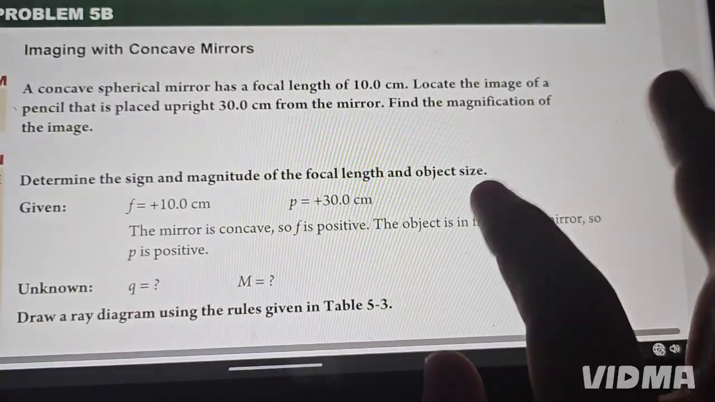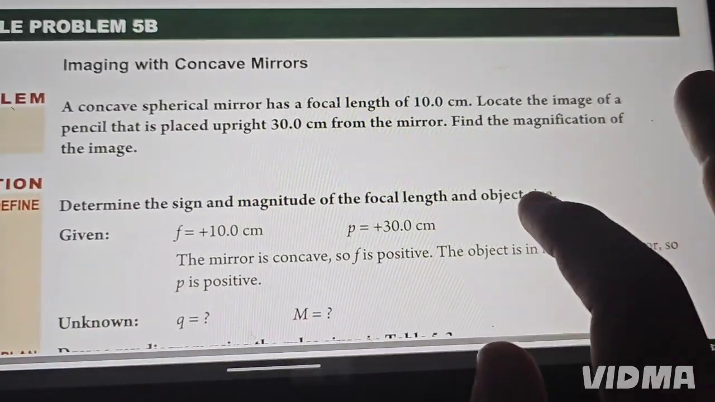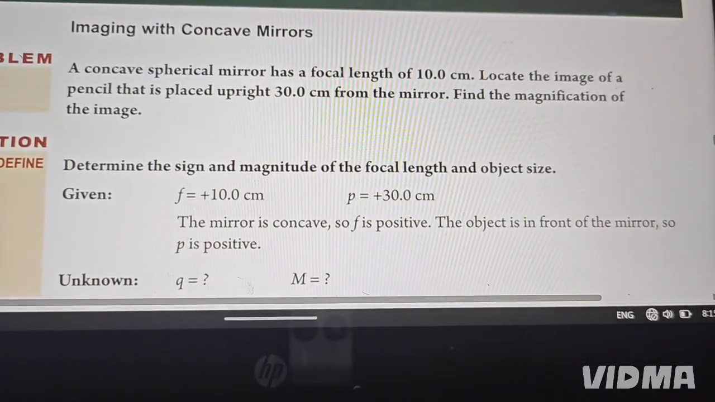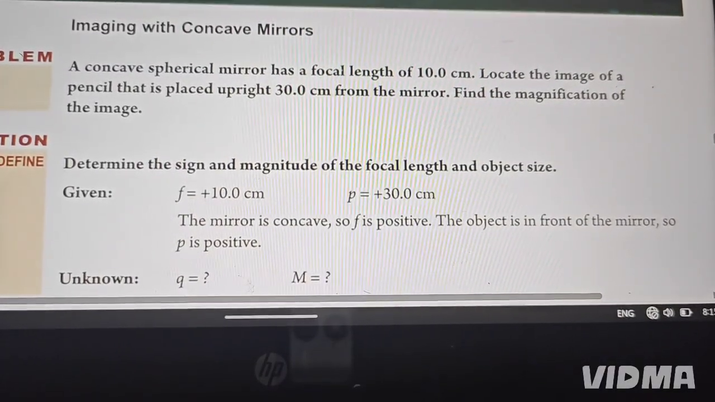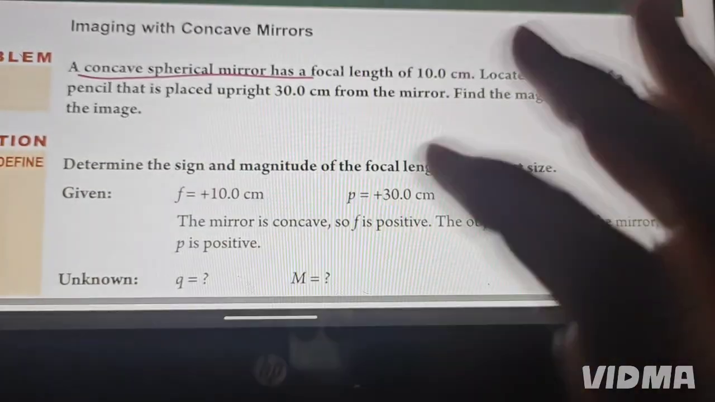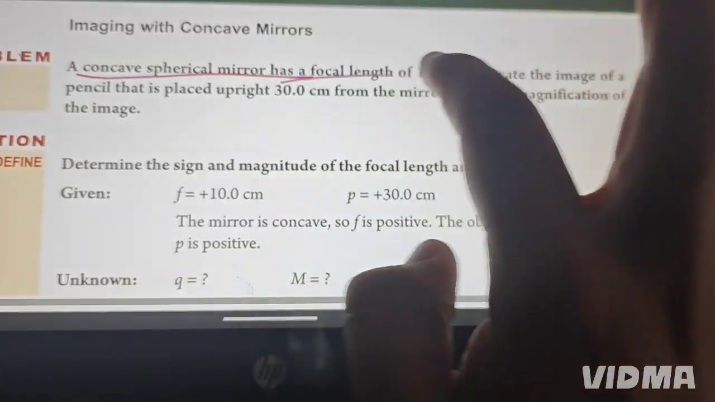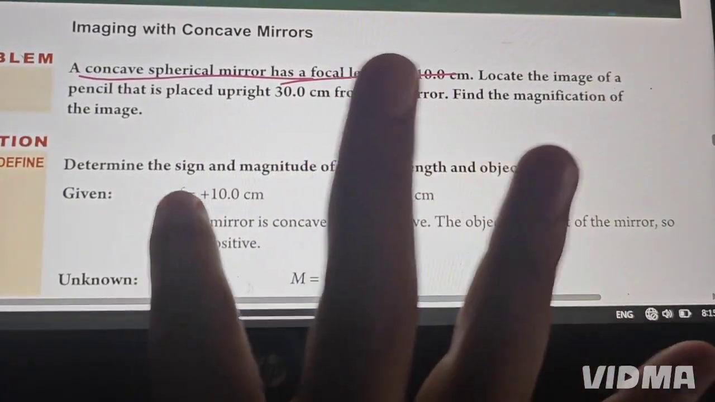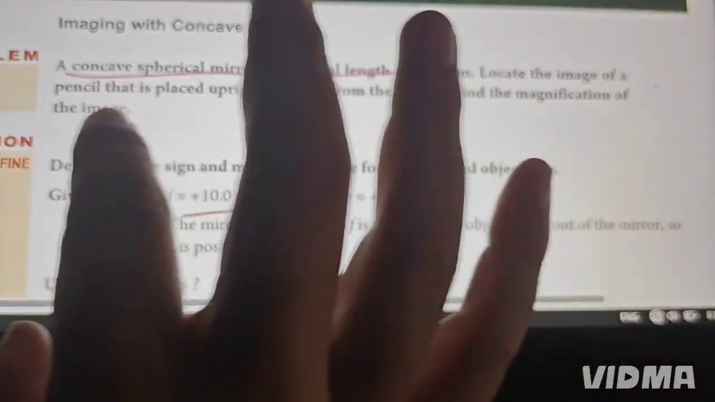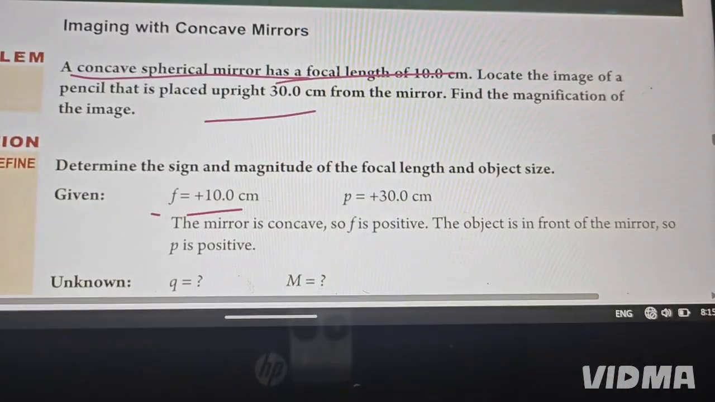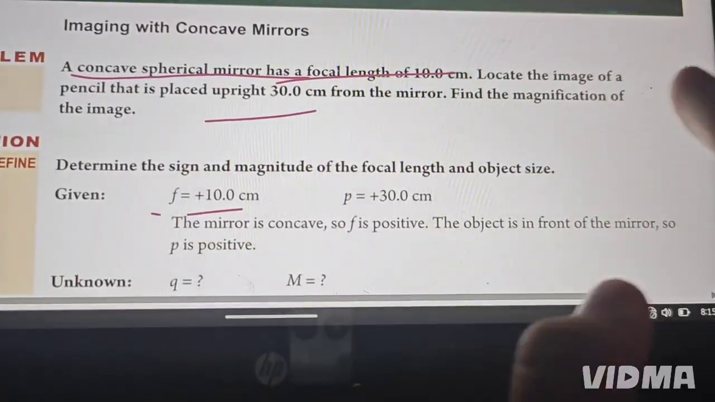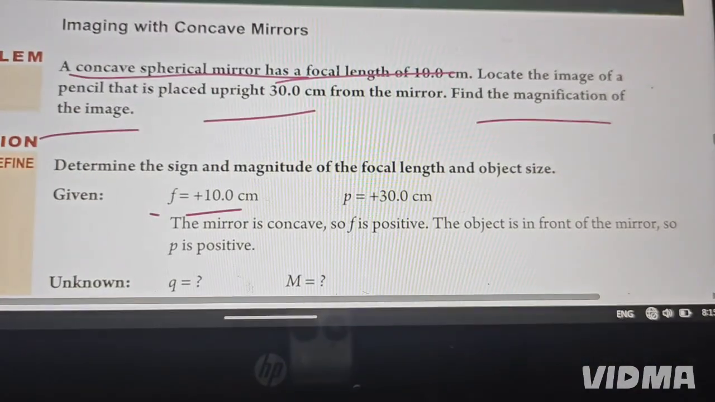Before solving the example, I have to remind you of some notes. Okay, some notes, students. But first, let me read the question. A concave spherical mirror. In here we have which type of mirror? Concave. Has a focal length f equal to 10. Locate the image of a pencil that is placed upright 30 centimeter from the mirror. Find the magnification of the image.